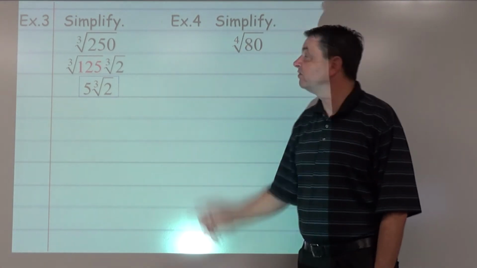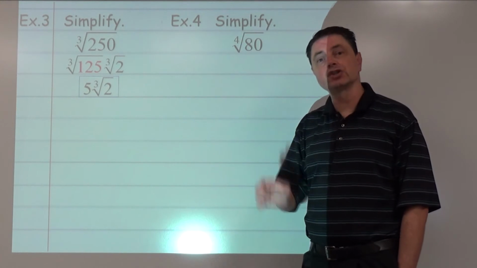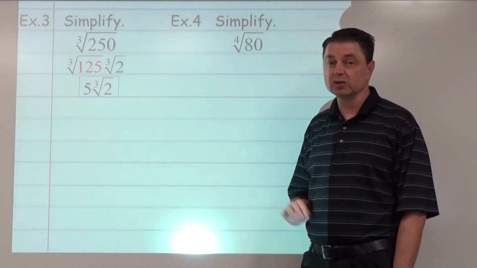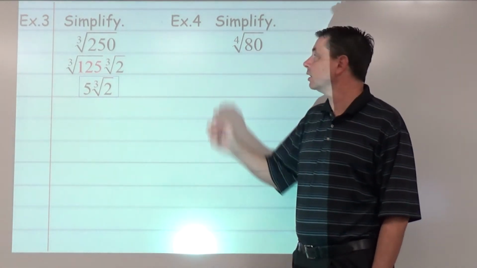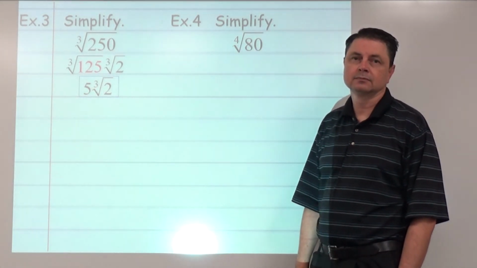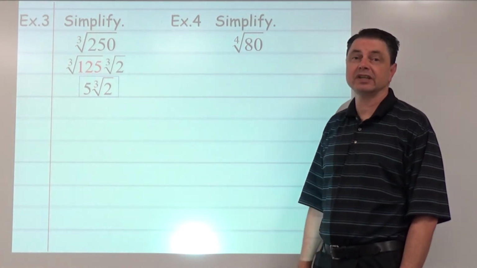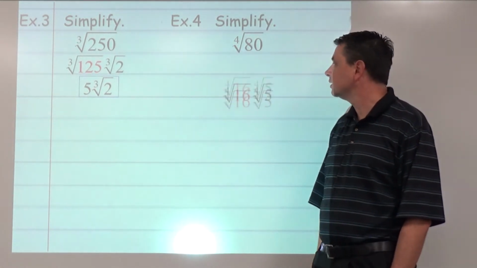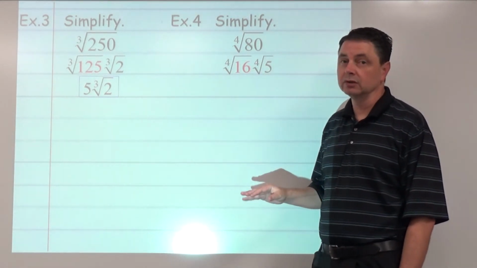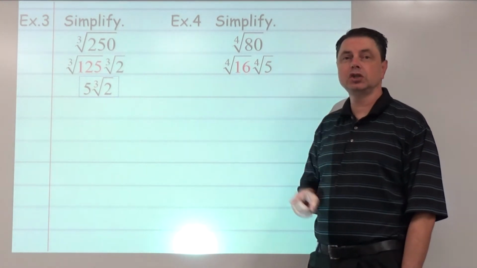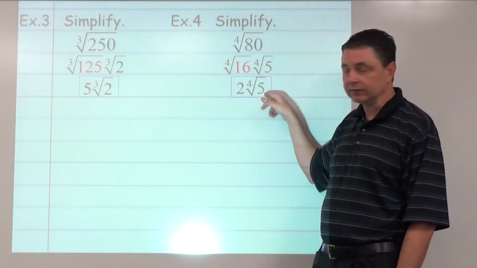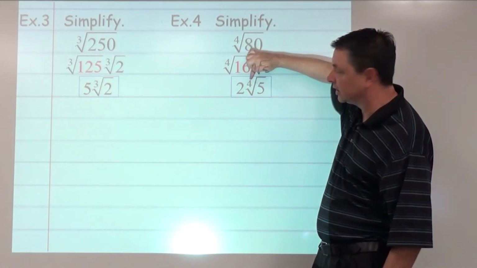Example number 4, 4th root of 80. So take a look at your list of 4th powers, right of the equal sign. Which of those numbers, besides 1, because 1 never really gets us anywhere, goes into 80 evenly? I think we're looking for 16. 16 times 5. So the 4th root of 16 times the 4th root of 5. Now remember, it's not square root. 4th root of 16 is 2. So our answer is 2 times the 4th root of 5. Make sure your index is safely in the notch.